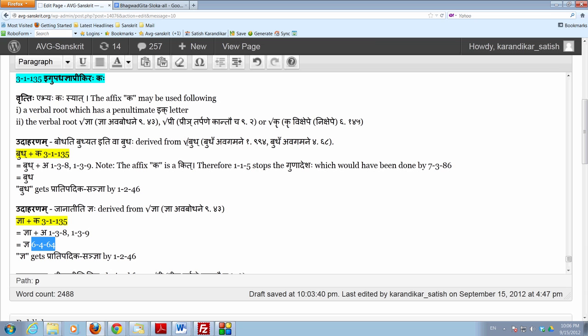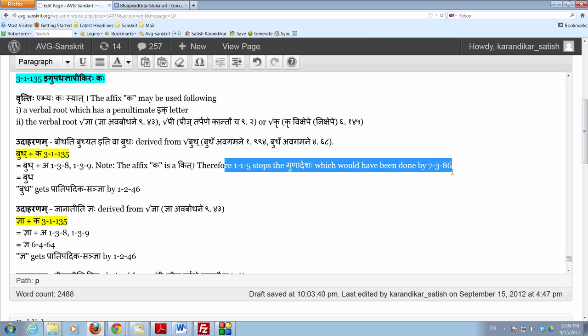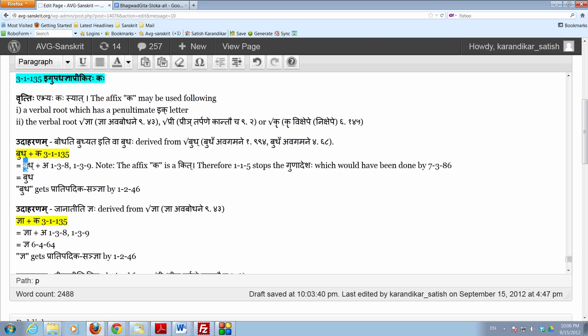So we take the example here. Budha avagamane, budha plus ka. Now this dhatu budha has the penultimate as the ukaraha, that is the ik letter: i, u, r, lr. Budha dhatu, and then affix ka by igupadha jnya pri kiraha kaha. And here the kakara gets the sanya, lashakvatadhyate tasya lopaha. And since the affix ka is a kit, therefore kiniticha stops the gunadesha, which would have been done by puganta laghupadhasya cha. We get the form budha.